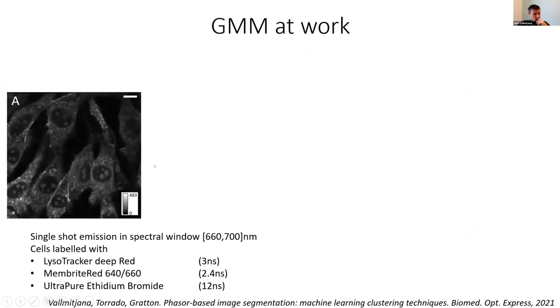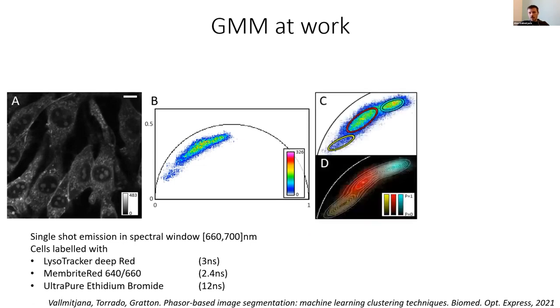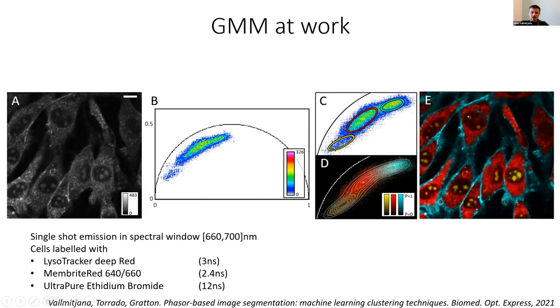Here's another example that we put together for the paper with Belen and Enrico. These are cells loaded with 3 different dyes: LysoTracker Deep Red, Membrane Red, and ethidium bromide. They all emit in the red area of the spectrum, and we took a snapshot in this spectral window. So it's a single image, but the information of the 3 dyes is in the lifetime. You look at the phasor plot of this image, and you see some spread out distribution. Since we know that there are 3 components in here, we solved the clustering problem for 3 components. This is what we obtain. Going back to the original space, the result is exactly what we expected.